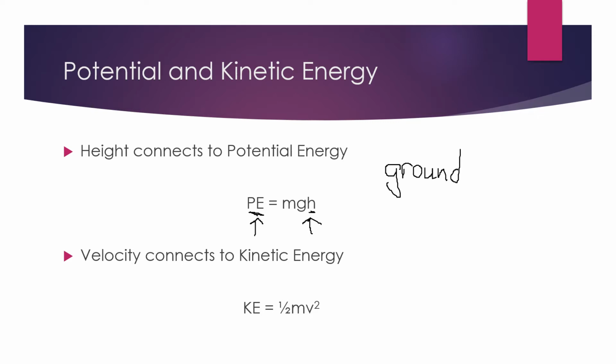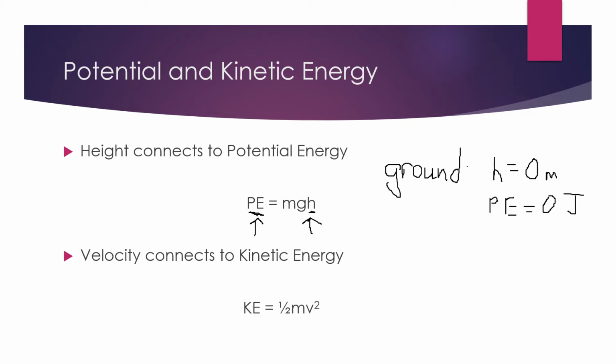what's its height? Its height above the ground, the height is 0, and that means the PE is 0. This is important. I need you to understand this. If something is sitting on the ground, it has no potential to fall. It's already on the ground. It can't fall anymore. So it no longer has the potential to fall. It no longer has potential energy.